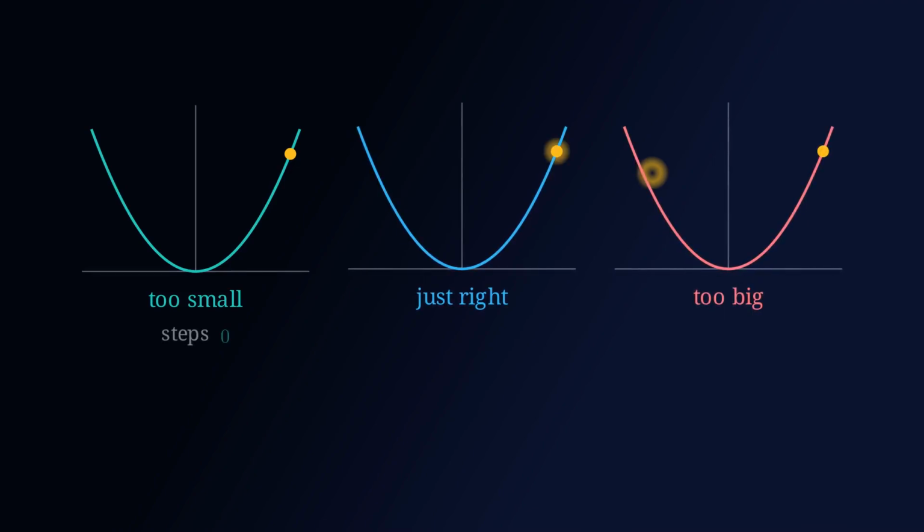With a learning rate that's too small, every step is a timid shuffle. The ball does move in the right direction, but it crawls. It might take thousands of steps to reach the bottom, wasting enormous amounts of computation. With a learning rate that's just right, the ball takes confident strides and settles into the minimum in a handful of steps. This is the sweet spot we're always hunting for.